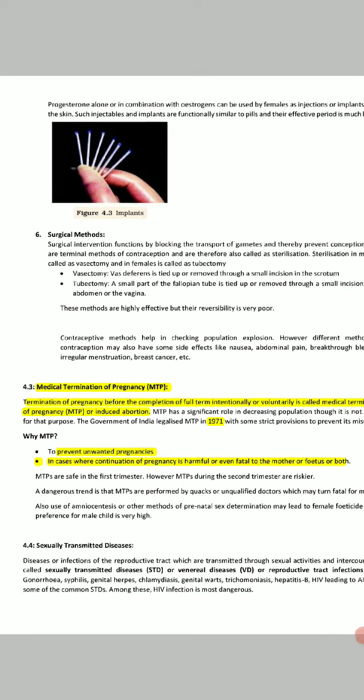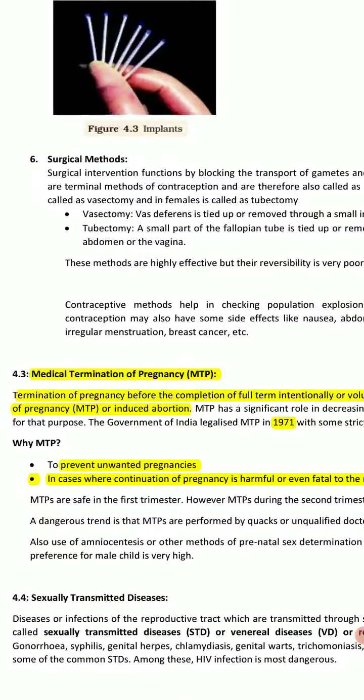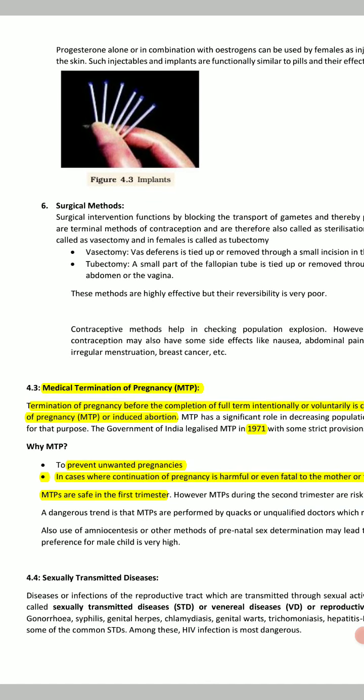The next thing is that MTPs are safe in the first trimester. This is important. From the human reproduction chapter, I think all of you know the meaning of trimester. The whole gestation period can be divided into 3 trimesters. The first trimester means month 1 to month 3. The second trimester means month 4 to month 6, and the last trimester means the 7th, 8th, and 9th months.